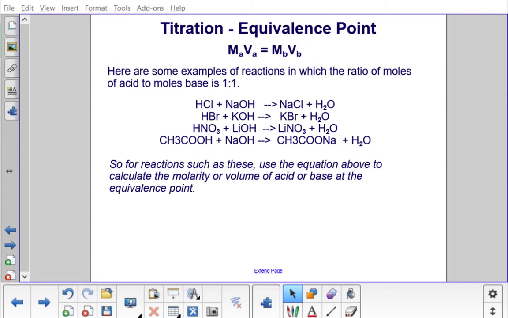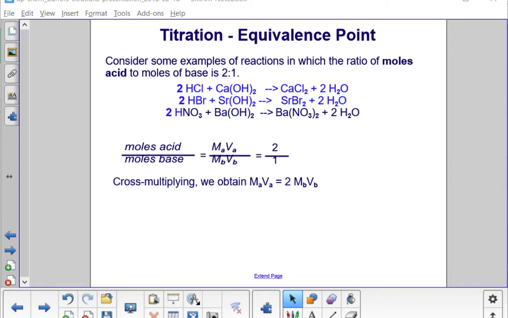So here are some examples, obviously not an exhaustive list, of reactions in which the ratio of moles of acid to moles of base is 1:1. Basically, if we have a monoprotic acid, strong or weak, and a base, and here I have all strong bases, but only the group 1 metal cations in the reaction, so that we have just a single hydroxide. In reactions like this, you can use the equation MAVA equals MBVB to calculate the molarity or volume of the acid or base at the equivalence point.